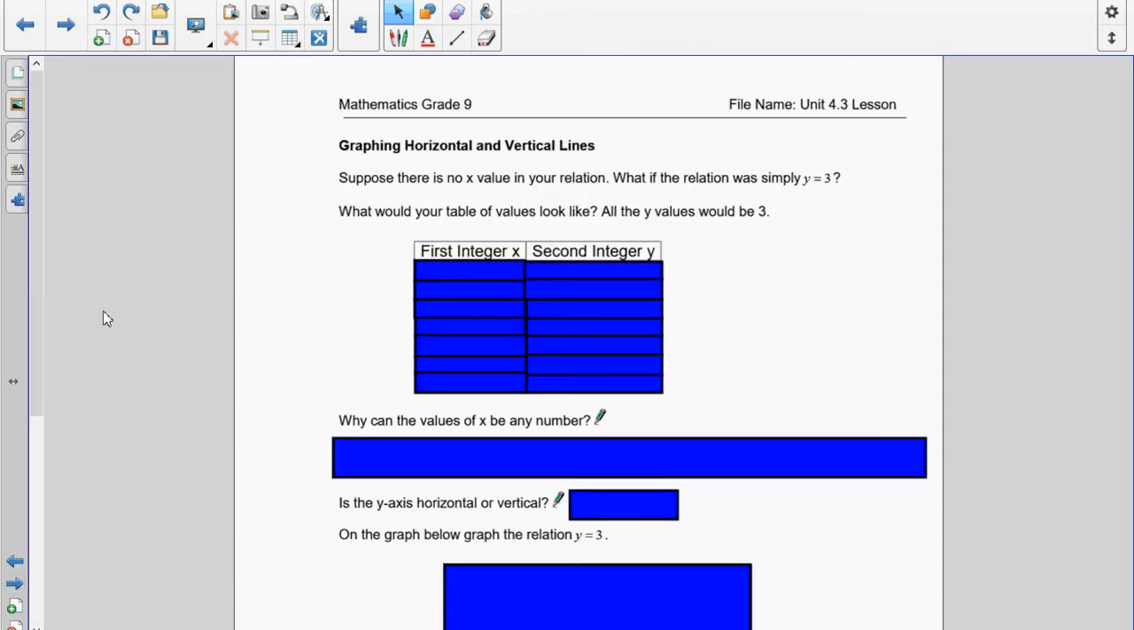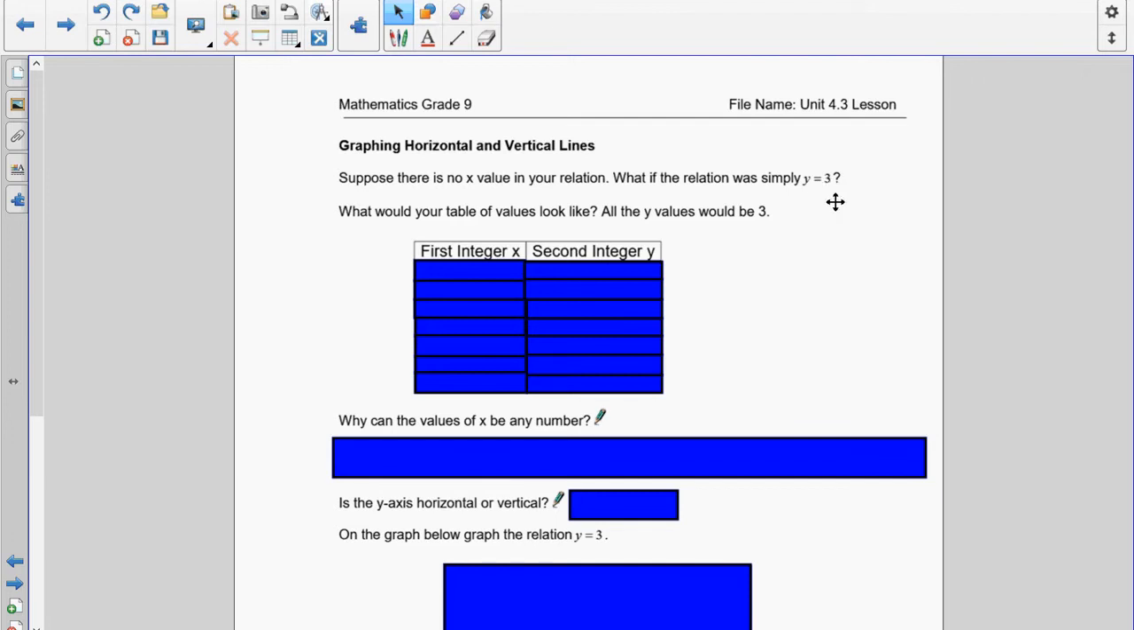Now let's take a look at graphing horizontal and vertical lines. This is kind of weird because up until this point, you've always seen values where you had an x value and a y value, and you haven't had an equation which did not have one of them. So let's take a look at the first one here. Suppose you have no x value in your relation. What if the relation was simply y equals 3?